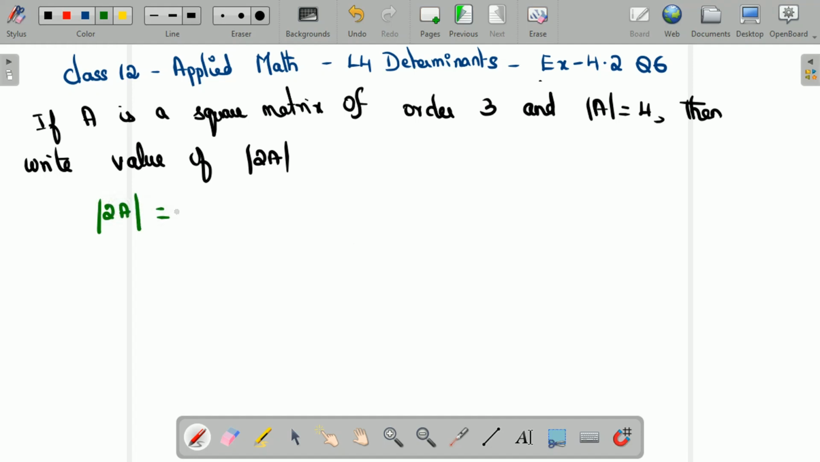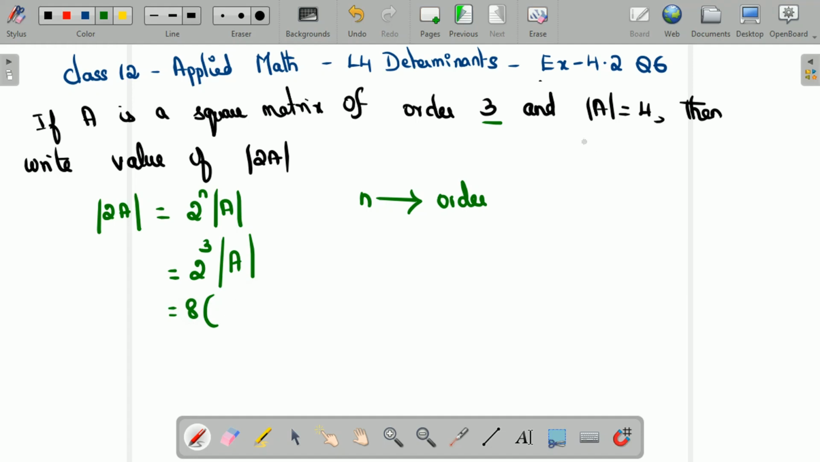Determinant of 2A is equal to 2 to the power n into determinant of A, where n is going to be the order of this particular matrix. So if you look at this, remember this is a 3 cross 3 matrix, so 2 power 3 into determinant of A. So this is 8 into, the determinant's value of A is given already to be 4. So the value is going to be equal to 32. So determinant of 2A is going to be 32.